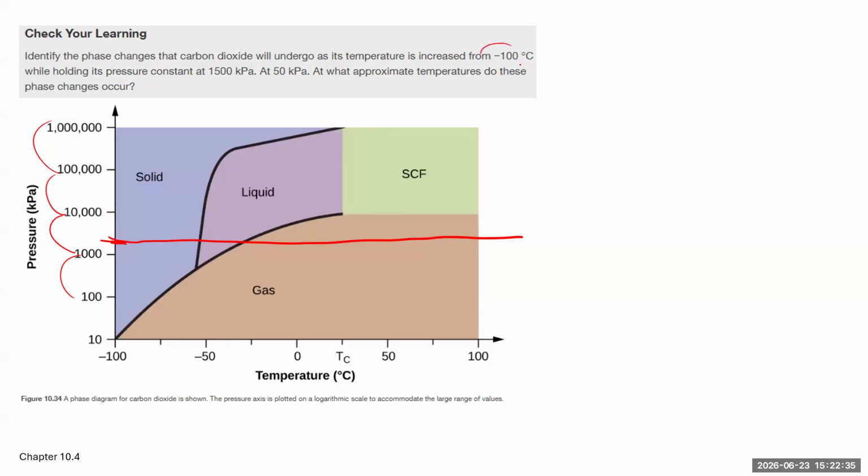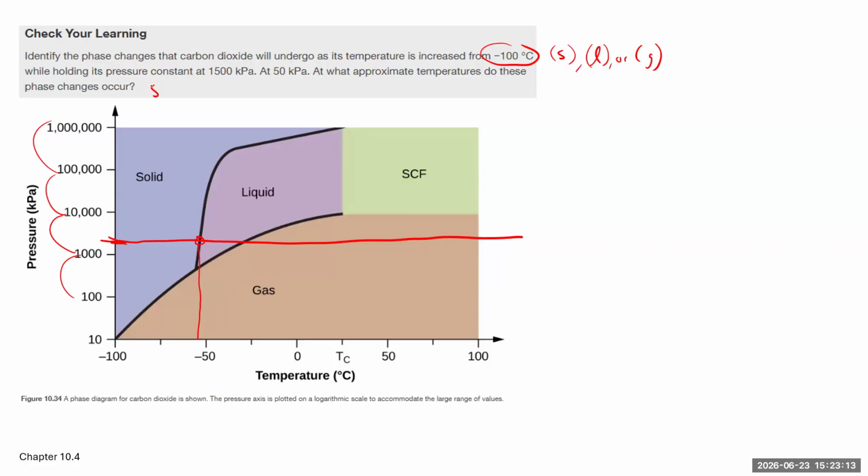All right, so as temperature increases from -100, we're starting here and it looks like we can go to liquid and to gas. So we can be solid, liquid, or gas, all three of them. All right. At what approximate temperatures do these phase changes occur? So here, we're just going to take some guesses. We're going to mark that and come straight down.